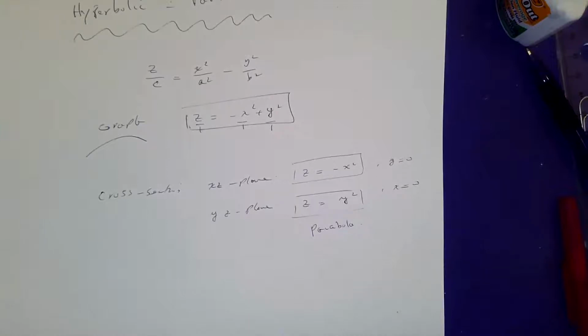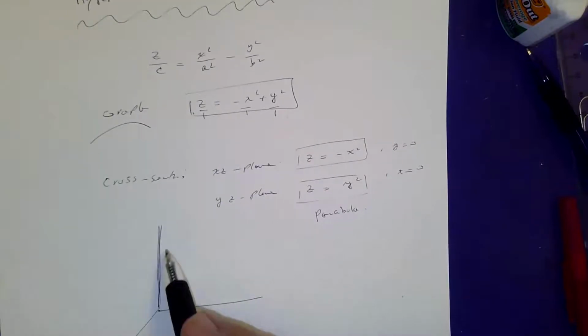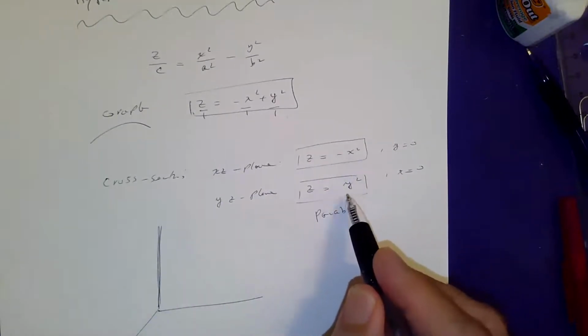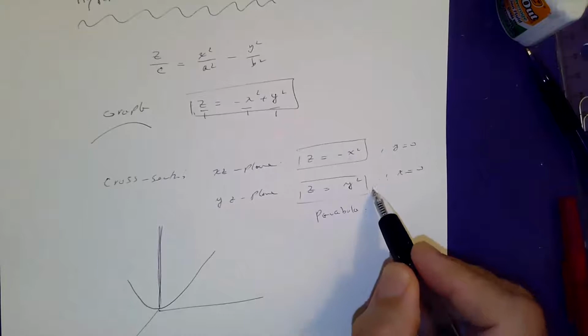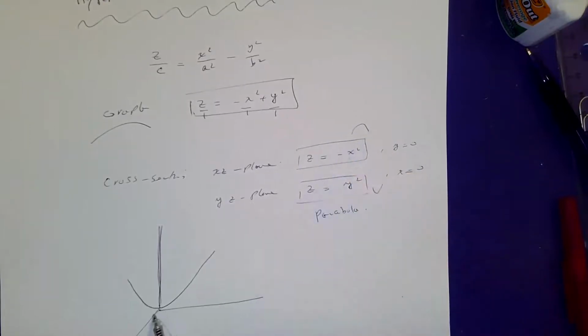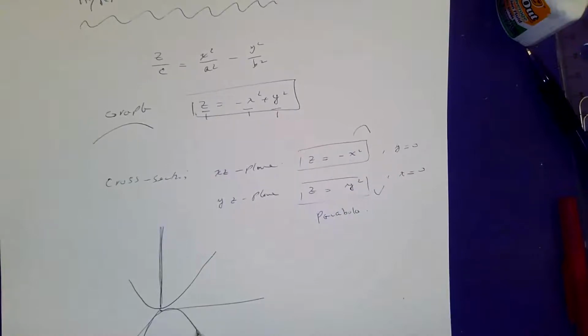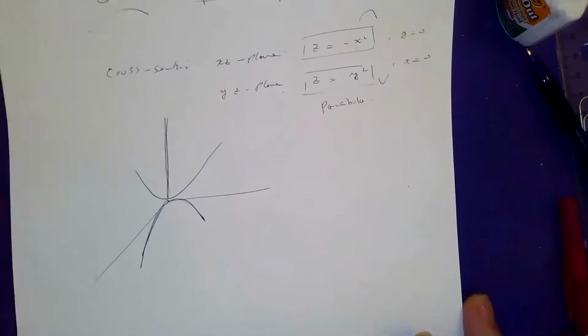Okay, so what you do, you kind of what? Graph this parabola. This guy is a parabola which opens up. This guy is a parabola that opens down along the z-axis. There. Do you all see it?